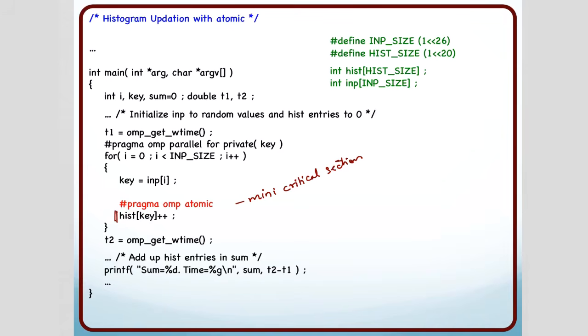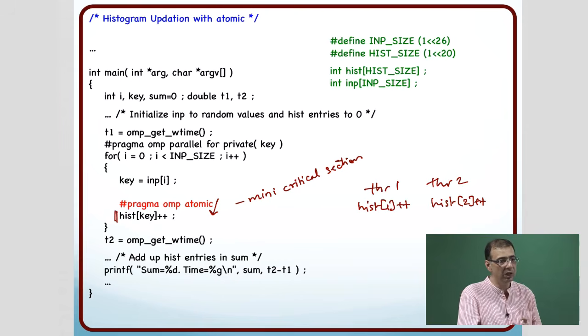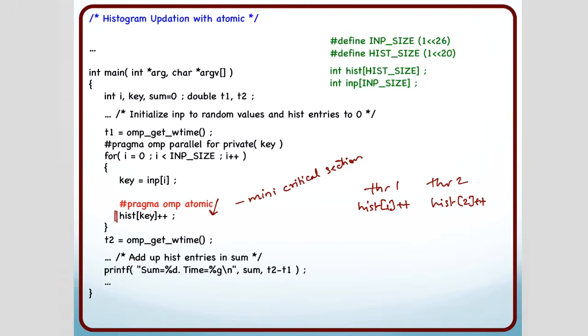What that means is, if there is a thread 1 and a thread 2, and thread 1 comes to this instruction trying to update hist 1 plus plus, and thread 2 comes here and tries to update hist 2 plus plus. These are 2 different memory locations. So even though the code is the same, that's where it differs from critical section. It's not a critical section on the code. It's on the memory location. So it will allow both of these to happen in parallel.